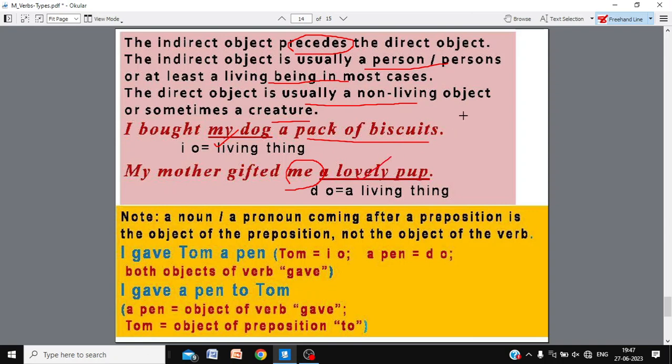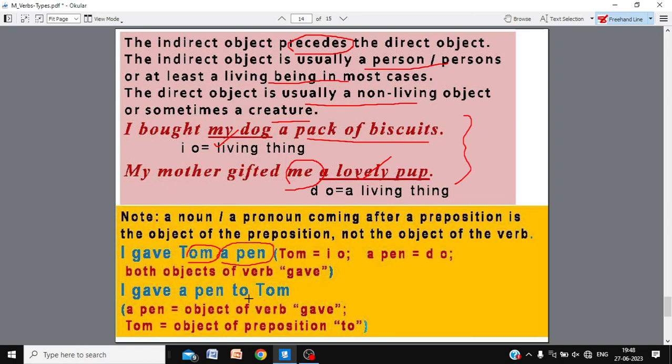But in most cases you will find that the first one, the indirect object, will be a human being, and the second one, the direct object, will be an object. I gave Tom a pen. Tom, a human being, indirect object. A pen is an object, which is a direct object.